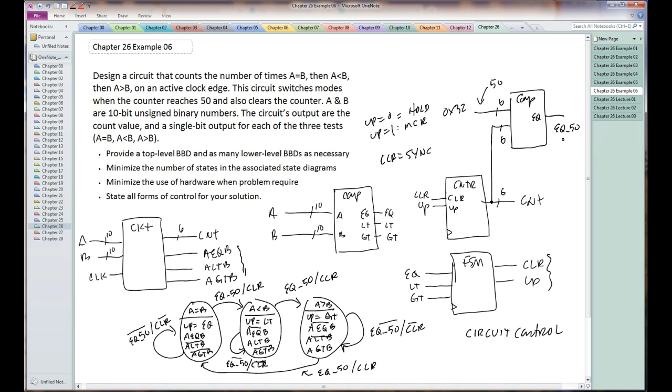I'm going to take one final look to make sure I've got everything done, and I don't have everything done. So this is EQ50. Needs to be an input on the state machine. Okay, now I'm going to call it done.